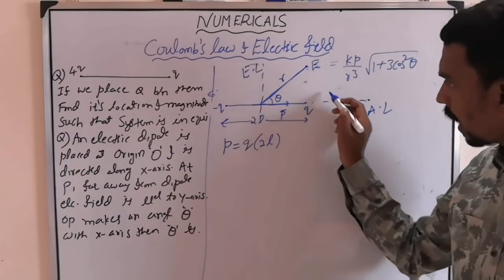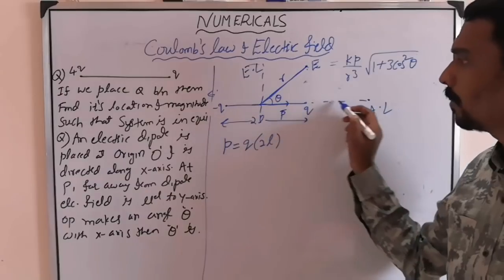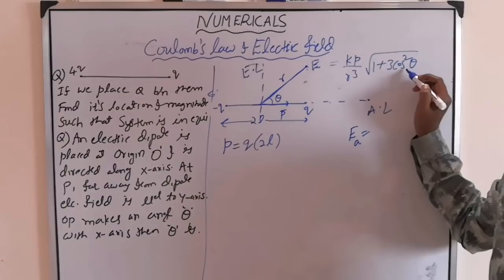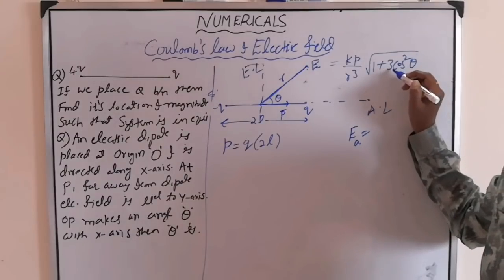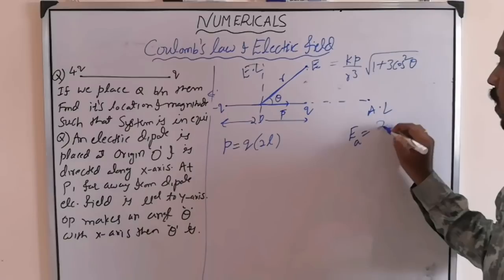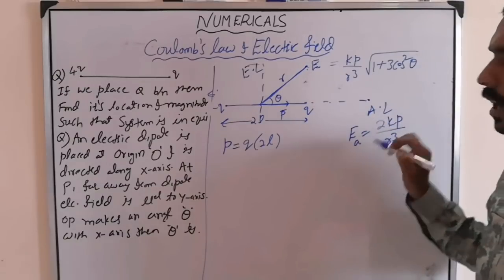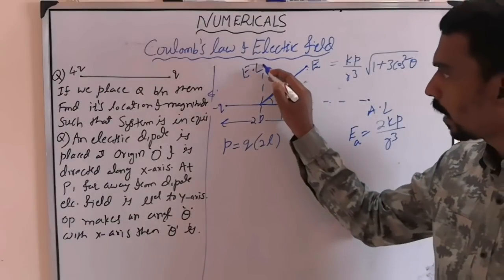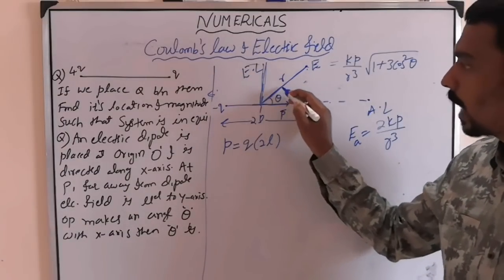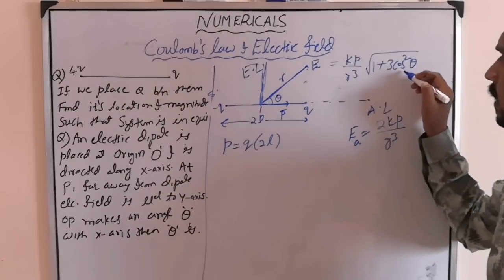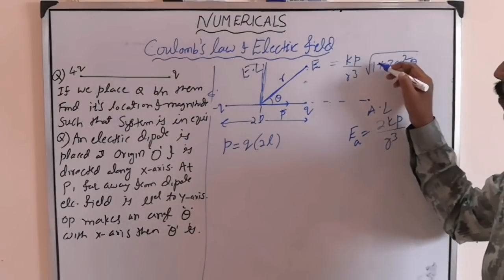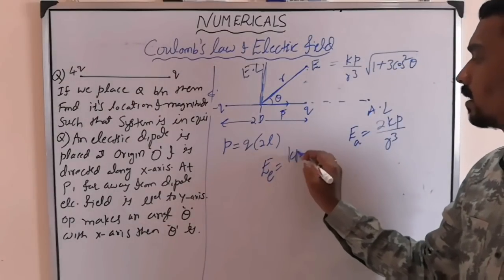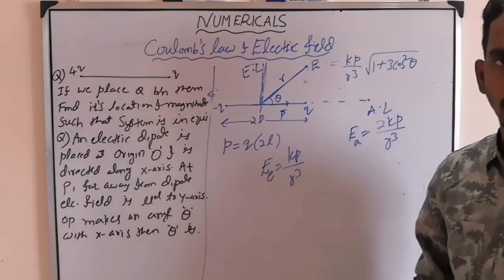Now if you take the point on the axial line, then the angle will become how much? 0. Theta is 0. Cos 0 is how much? 1. So 1 plus 3, 4. So root 4 means 2. So the field is 2kp by r cube. Then you take the equatorial point. Now the angle is how much? 90. Cos 90 is how much? 0. So root of 1 plus 0, root 1, is 1. So the field on the equatorial line is kp by r cube.